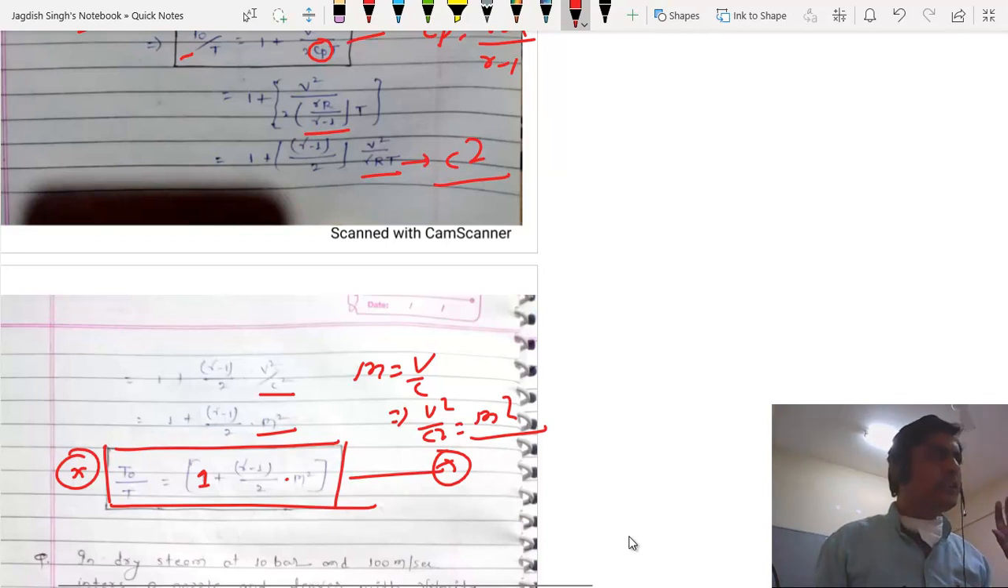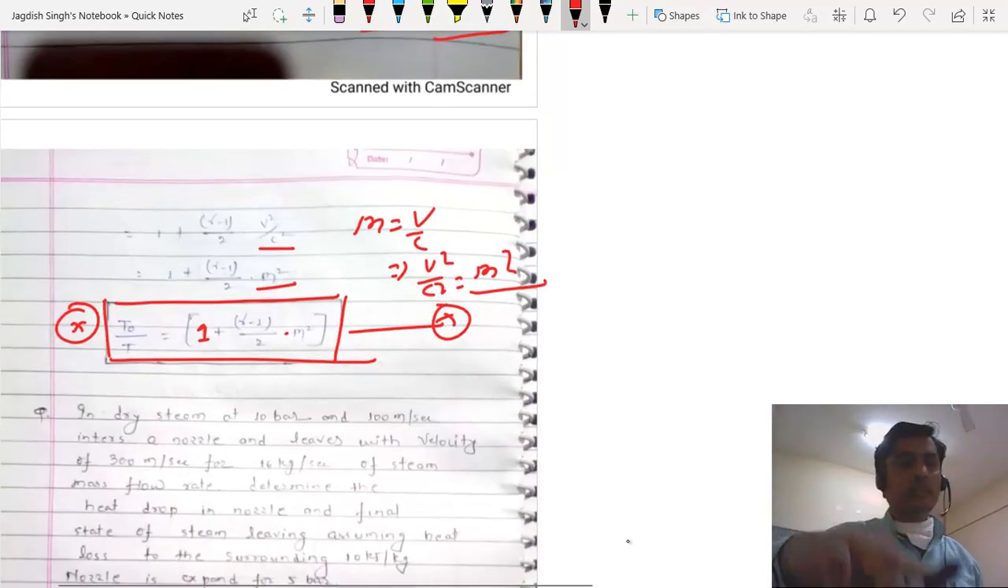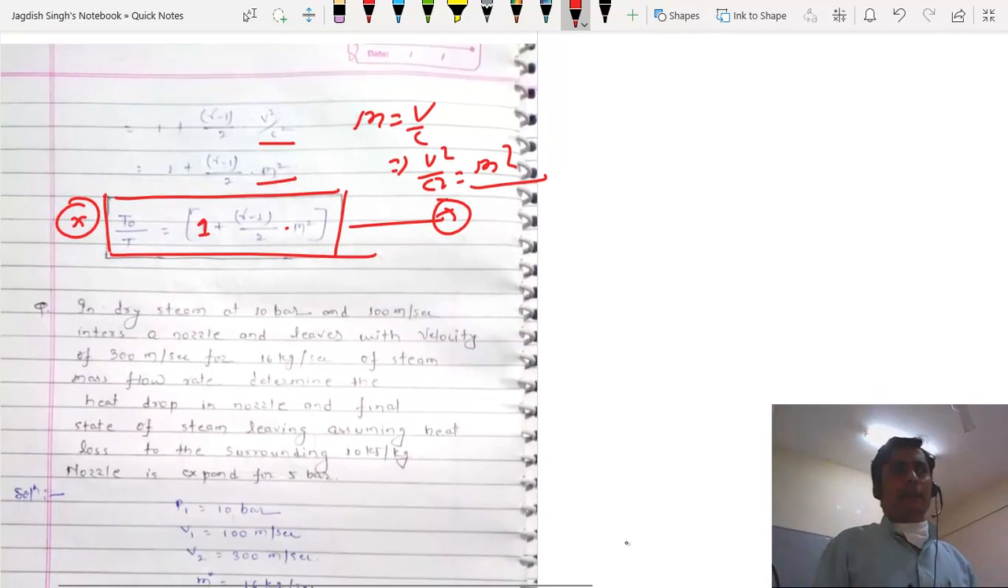So this is all about the different basic concepts regarding the nozzle. We have studied the nozzle in brief, and now in the next section we'll solve some numericals. We'll meet in the next section. Thank you very much.